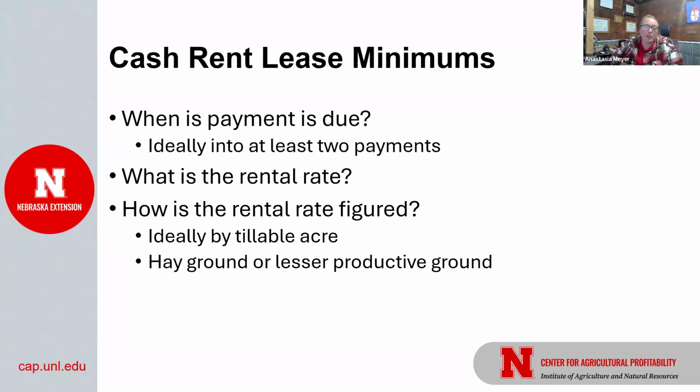Ideally, like I said, if you're charging by the acre, the hay ground should have one price per acre. The farmable ground should have another price per acre. It really makes it fair, so that you're not charging those lesser productive grounds the same price as you would an acre of tillable farm ground. Okay, so that's your first question. That is your bare minimum for your cash rental rates.